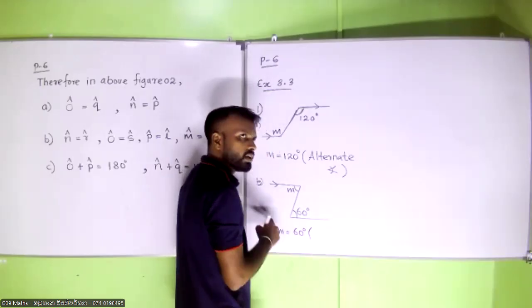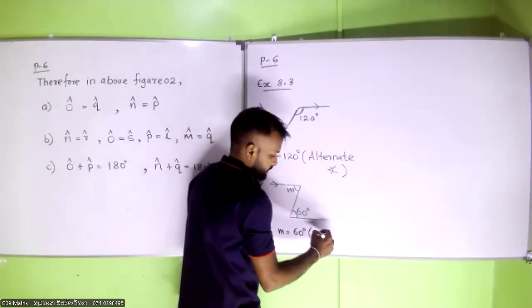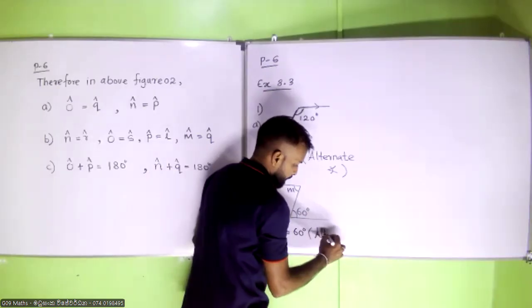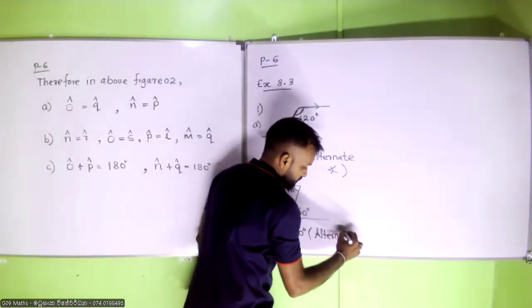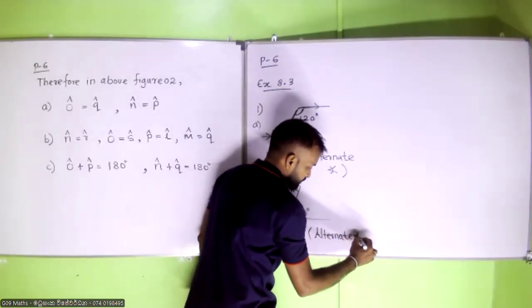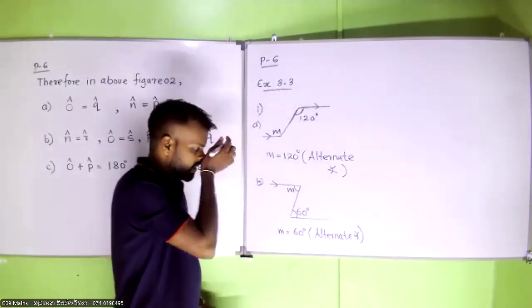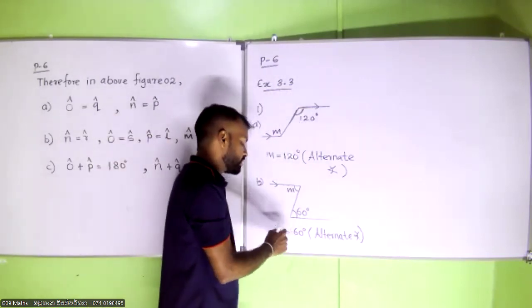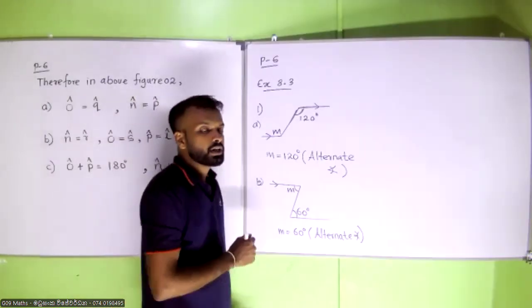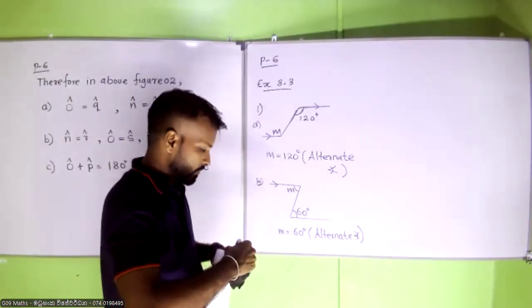What is the reason? Z type, alternate angles. This is very easy. Since M equals 60 because of alternate angles. Done.